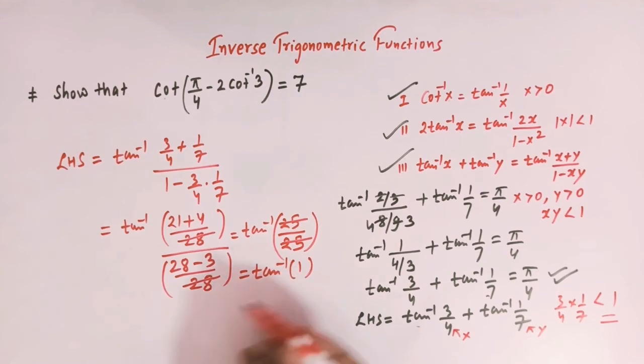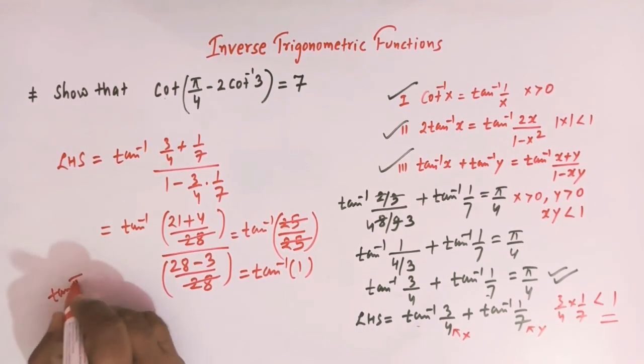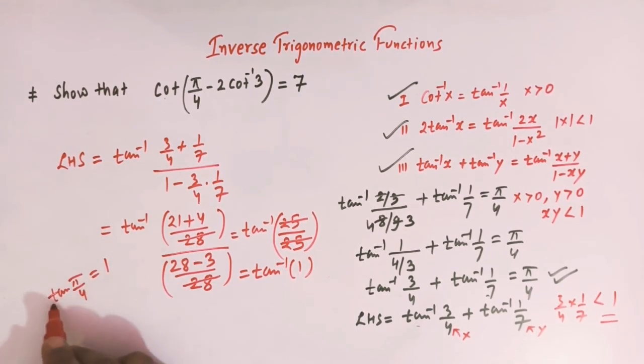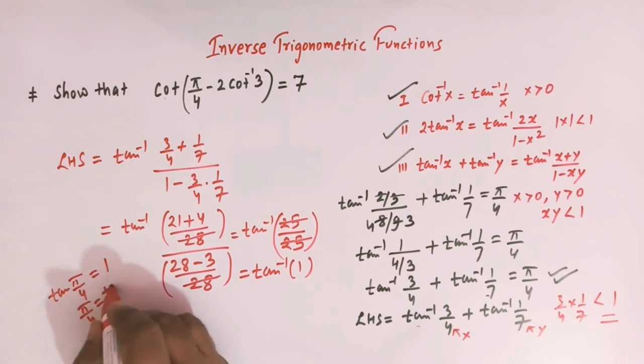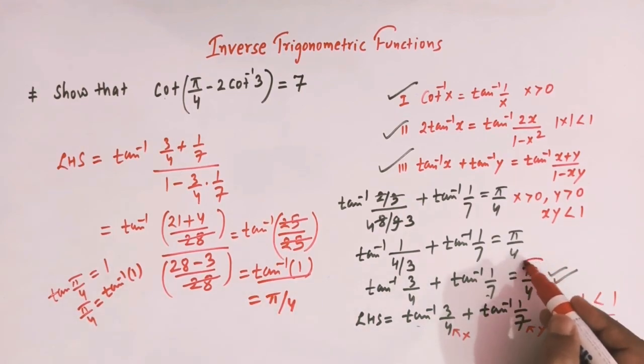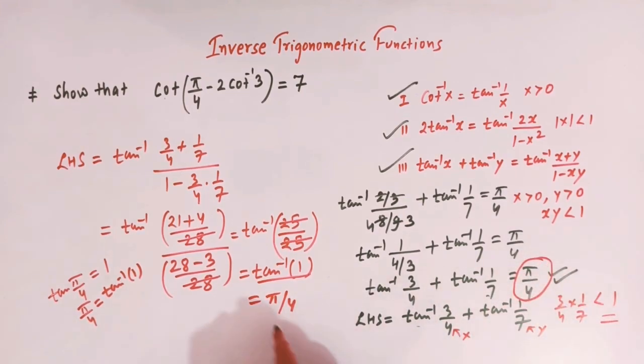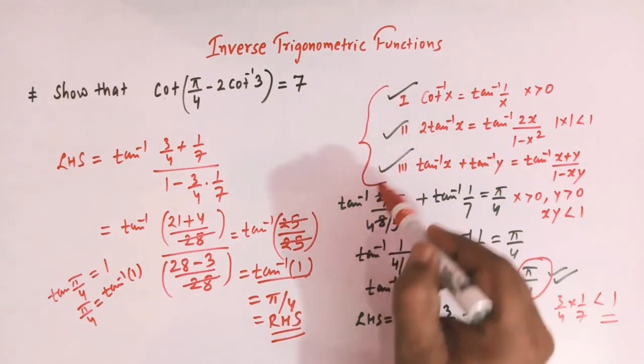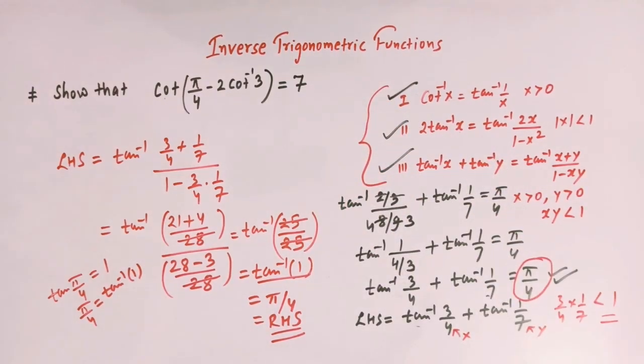And now we know that tan(pi/4) = 1, because tan 45 degrees is equal to 1. So pi/4 is obviously equal to tan⁻¹(1). So here we can write pi/4, and on the right hand side we also have pi/4. This is how we can solve this interesting problem by making use of these three important results from inverse trigonometric functions.